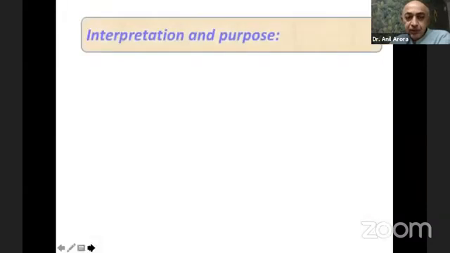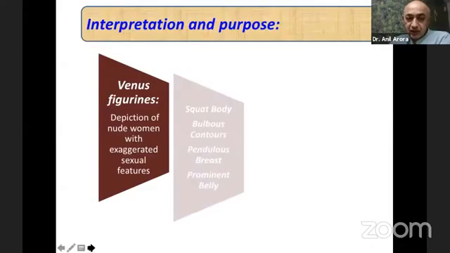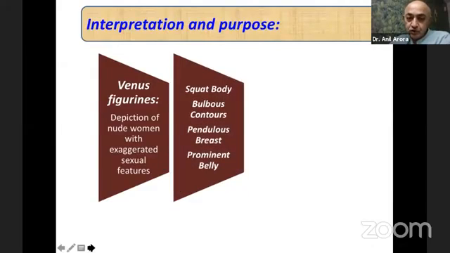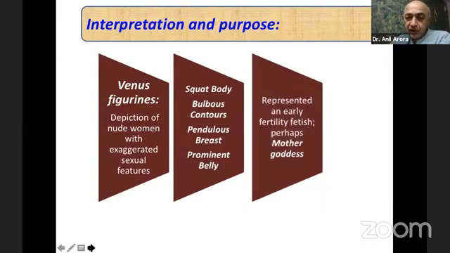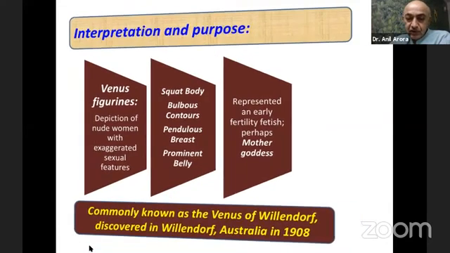What does it depict? If you interpret this image which I have shown you, it tells you about the Venus figurines. It is a depiction of nude women with exaggerated sexual features, a squat body with bulbous contour, pendulous breasts, and prominent body. And it represented an early fertility fetish, perhaps a mother goddess. So it was commonly known as the Venus of Willendorf, which was discovered in 1908.